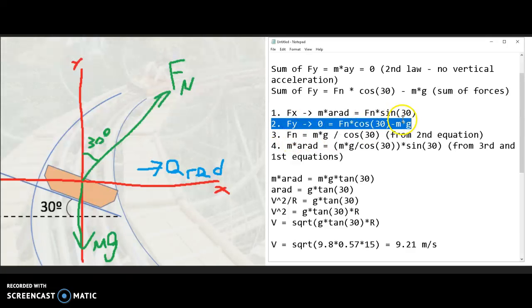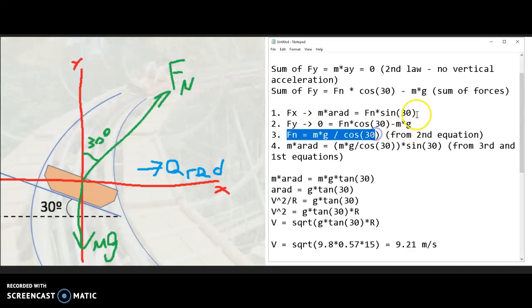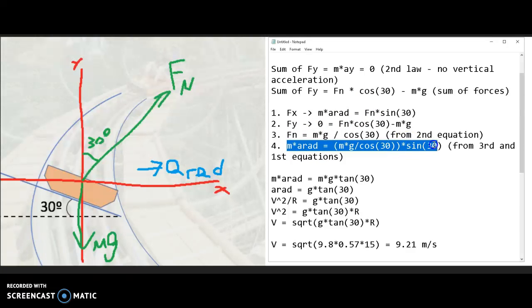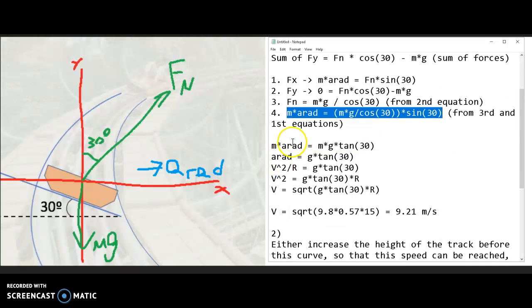From this second equation, we can solve for the normal force, which gives us this equation. And then by plugging this equation into the first one, replacing F_N with this, we can get this final equation. And from this equation, we can reduce, mass cancels out. We are left with a radial acceleration equals this. The equation for this is velocity squared divided by radius.